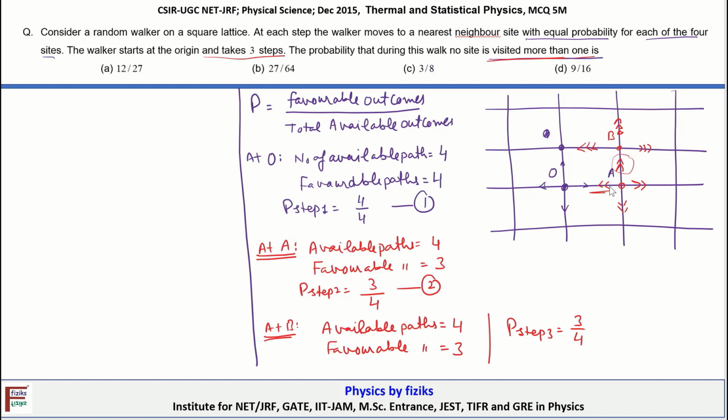So the required probability of executing these 3 steps will be the multiplication of all these 3 probabilities, which is equal to 4 divided by 4 for step 1, multiplied by 3 divided by 4 for step 2, and then the probability for step 3, and this is equal to 9 by 16. So therefore D is the correct option here.